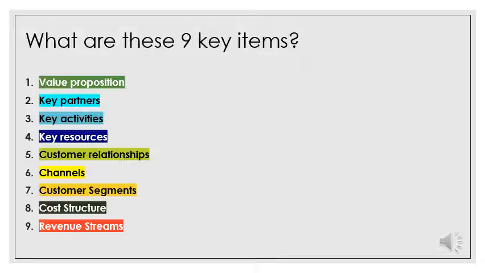Now we're going to, in the next section, look at these different key items, what they mean, and how they fit into the business model canvas. And then in the end, we're going to pull all 9 together onto one page to give an idea how the business model canvas looks.